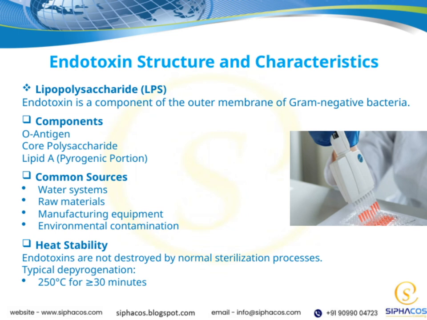You'll find endotoxins lurking in water systems, raw materials, manufacturing equipment, and just about anywhere there's environmental contamination. They're tough to get rid of. Normal sterilization won't cut it. To break them down, you need really high heat, around 250 degrees Celsius for at least half an hour.